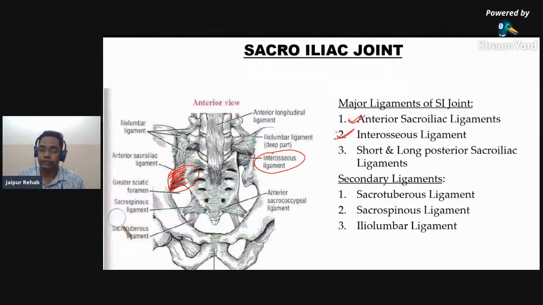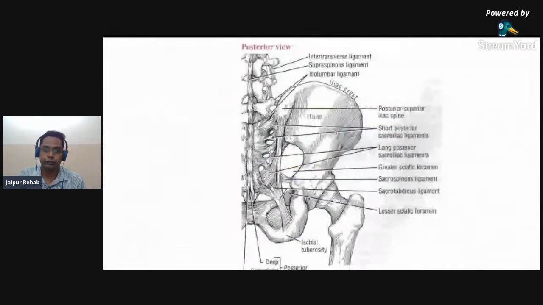Okay, coming on to the other ligaments, that is the short and long posterior sacroiliac ligament. I'll show it to you here. Now these are the short posterior ligaments. We have long posterior ligaments also.